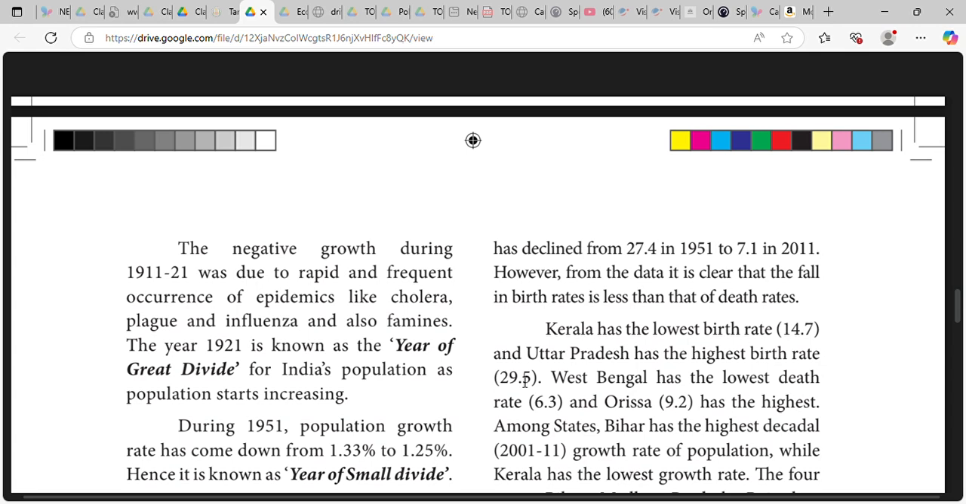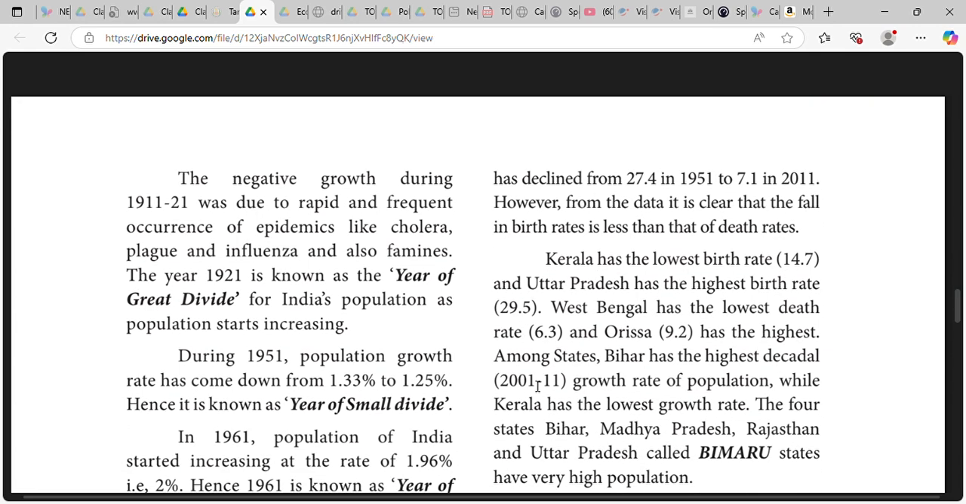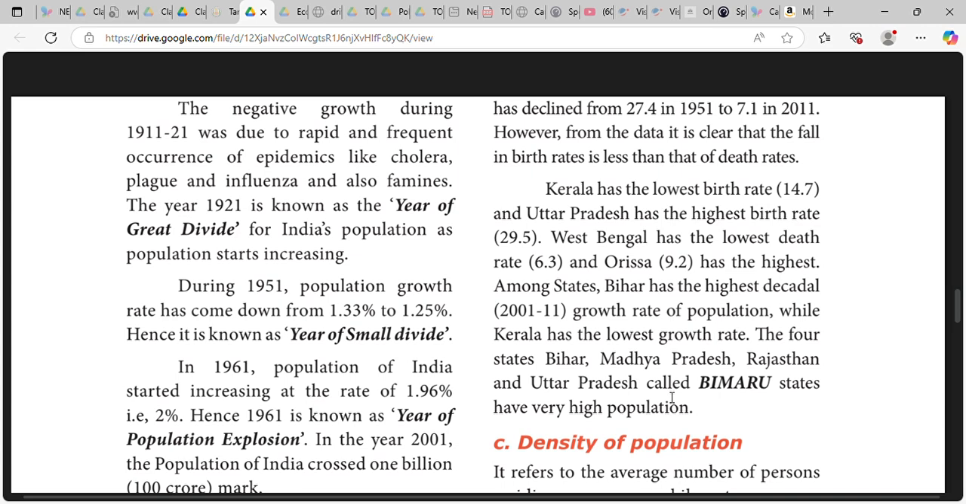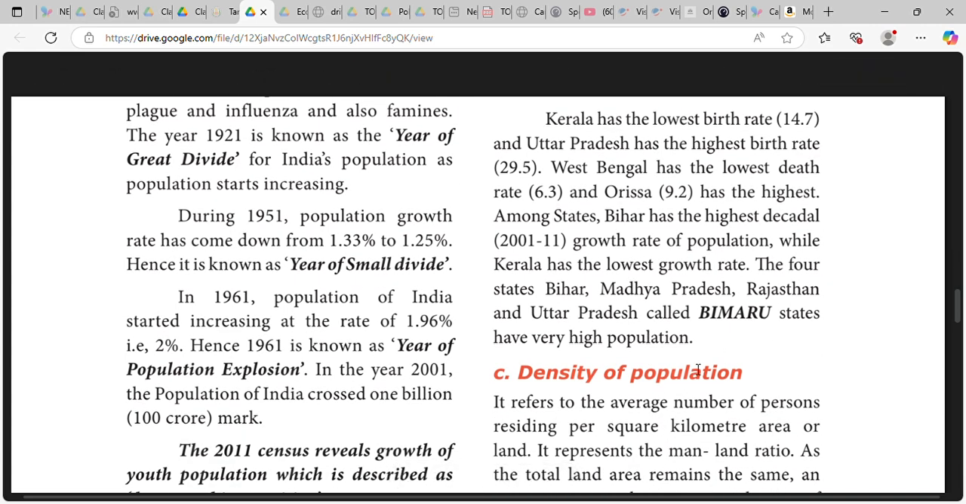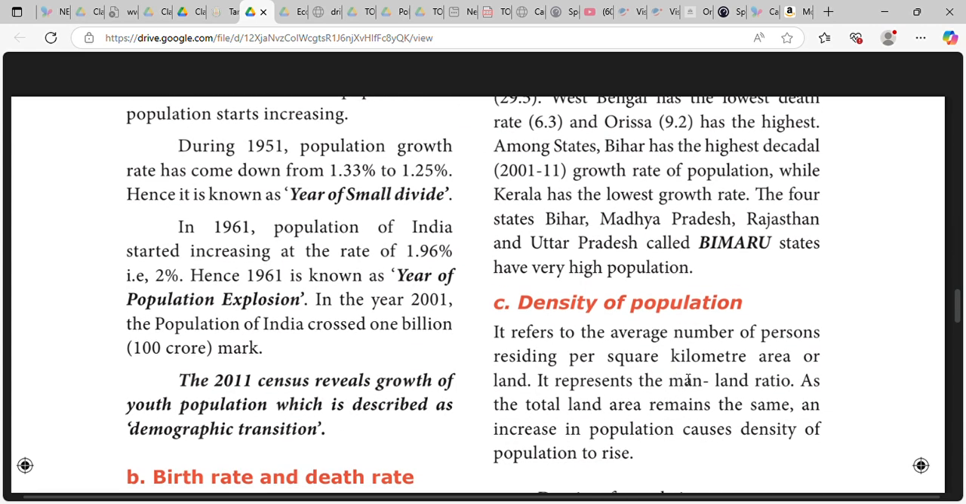Kerala has the lowest birth rate, 14.7, and Uttar Pradesh has the highest birth rate, 29.5. West Bengal has the lowest death rate, 6.3, and Orissa has the highest, 9.2. Among states, Bihar has the highest decadal growth rate of population, while Kerala has the lowest growth rate. The four states Bihar, Madhya Pradesh, Rajasthan, and Uttar Pradesh are called BIMARU states, which have very high population.